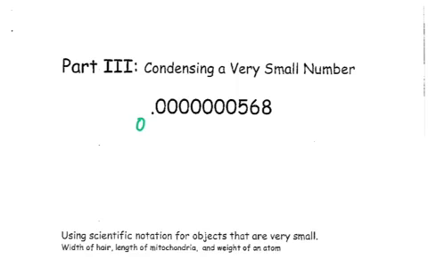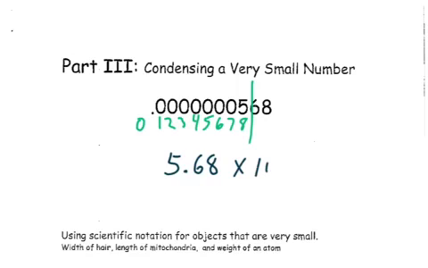Okay, and then I'm going to count once I get to my first number that's not a 0. I'm not concerned about what's after that. As soon as I hit that first number, I am done counting. So let me show you what I mean here. So I start with 0 over here on the left side. Then I'm going to go 1, 2, 3, 4, 5, 6, 7, 8. Stop when I get to that first digit. So now what I'm going to write is 5.68 times 10 to the negative 8th power.